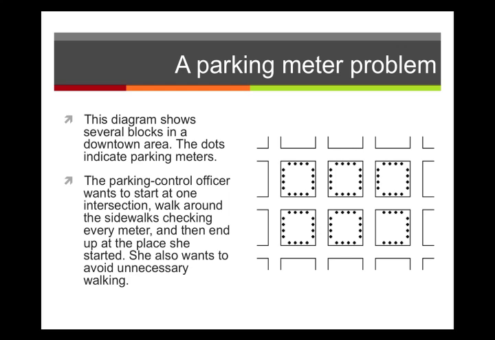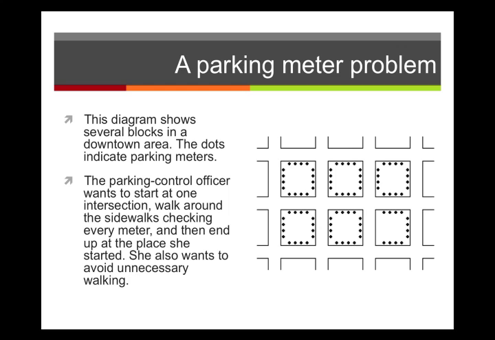So she needs to walk around and check all the parking meters, and then of course she wants to end up at the place she started so that she can drive off in her little vehicle. Of course, she wants to avoid unnecessary walking. It seems redundant of her to walk down the same stretch of sidewalk twice so as to check the parking meters again. She doesn't need to do that every couple of minutes, but only a few times each day she's going to do this job.